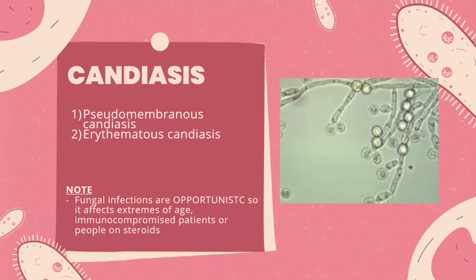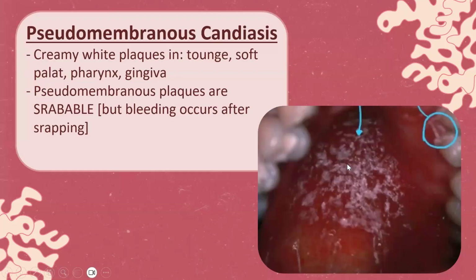diabetic patients. Okay, so this is pseudomembranous candidiasis. You have a pseudomembrane in the soft tissues in the oral cavity. What are the soft tissues? You have the tongue, you have the soft palate, you have the gingiva, you have the pharynx. Okay, so creamy white plaques or pseudomembranes. Okay, these pseudomembranes, when they are removed or when they are scraped off, they will bleed. There will be a lot of bleeding. Yeah, that's the sign here.